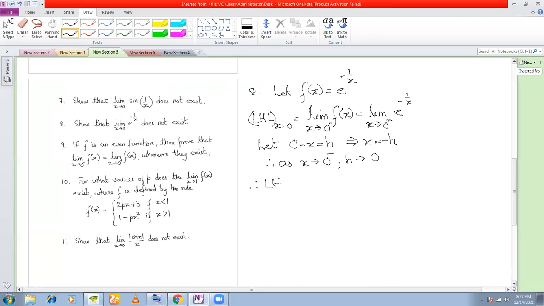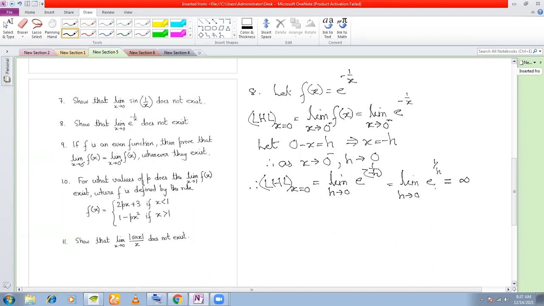Therefore, what does the left hand limit change to? Limit h tends to 0, e to the power of -1 by -h, which is nothing but limit h tends to 0, e to the power of 1 by h. Now, if you see here, h is very close to 0. That means 1 by a number very close to 0 is a very huge number. And e to the power of a huge number will be a very huge number. That means this must be equal to plus infinity, right?